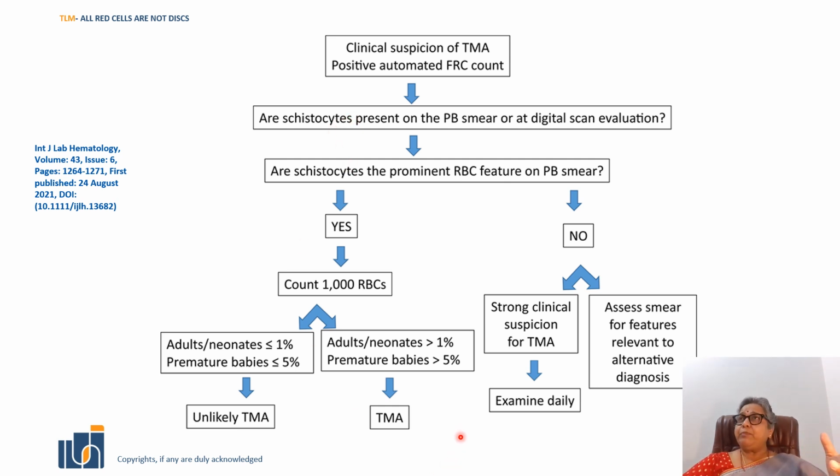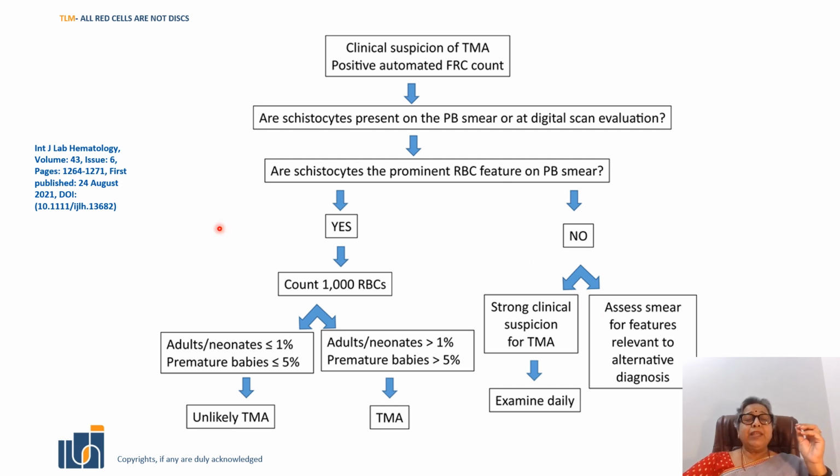If it's greater than 1%, or in your premature babies greater than 5%, then we are looking at a very high possibility of thrombotic microangiopathy. If the schistocytes are not predominant on your smear, but there is a strong clinical suspicion for TMA, you do a serial evaluation of your peripheral blood smear, or you also look for evidence of other diagnoses.